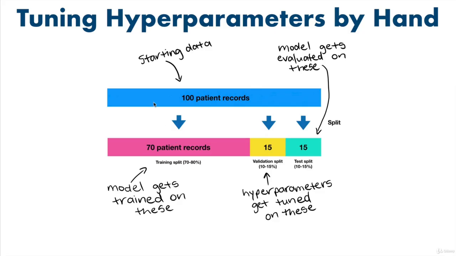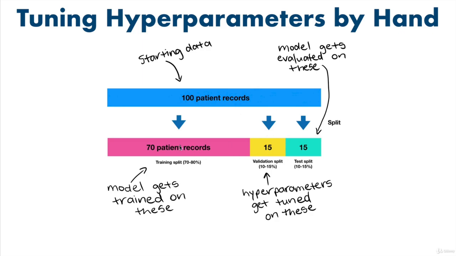So if we were starting with 100 patient records in the case of our heart disease problem, and again, this may change depending on what problem you're working with, and I've just used the number of 100 because it's an easy number to picture. So this is our starting data. And what we might do is split it. This is what I mean by 3 different sets.